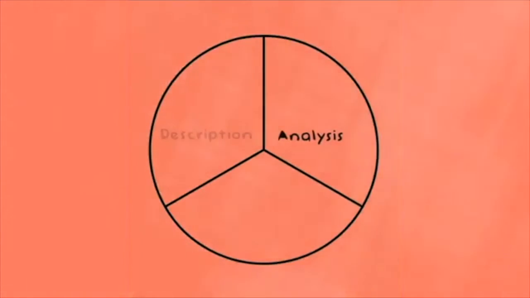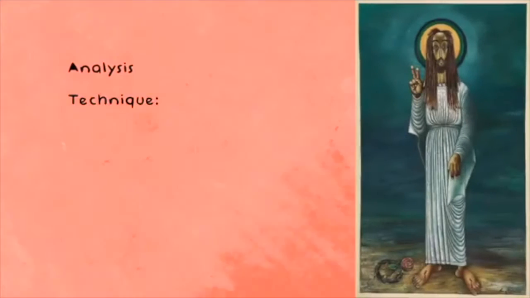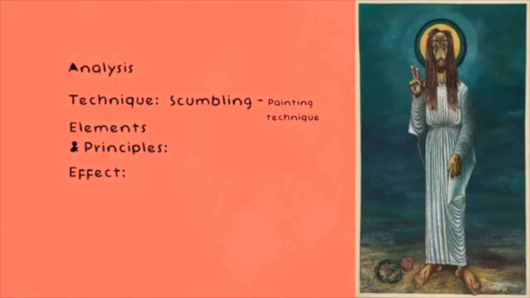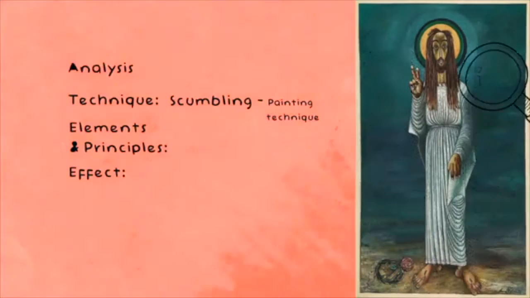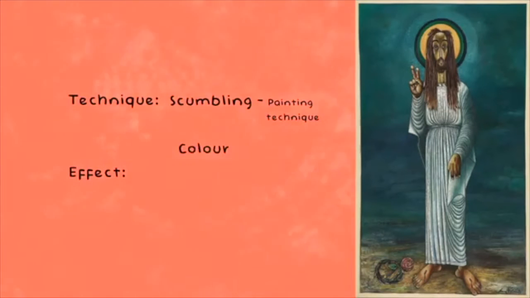Your analysis will explore the finer details of the artwork. This can include use of techniques, use of elements and principles of art, and the effect that these create within the composition. Jallives by Osmond Watson shows a combination of painting techniques including scumbling, which you can see evidence of in the cloud or mist-like brush marks in the background. Regarding art elements and principles, there are many examples that one can find in this painting. But for the purpose of this presentation, we can focus on lines and color.